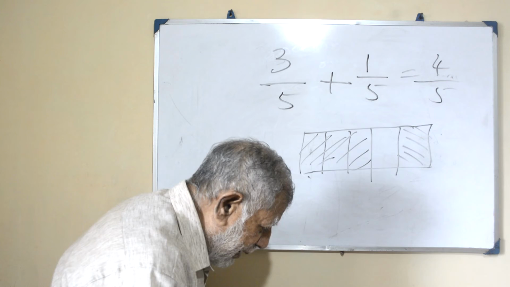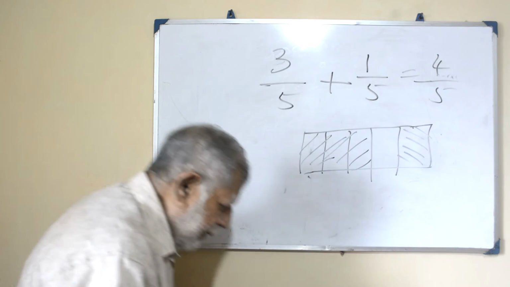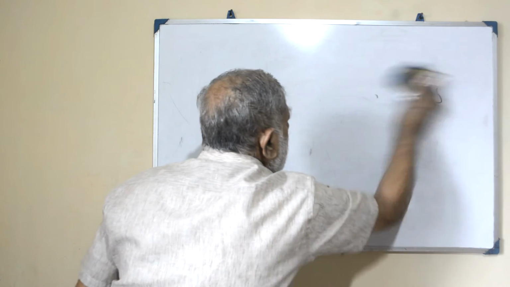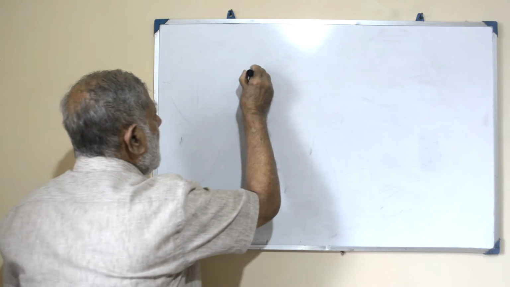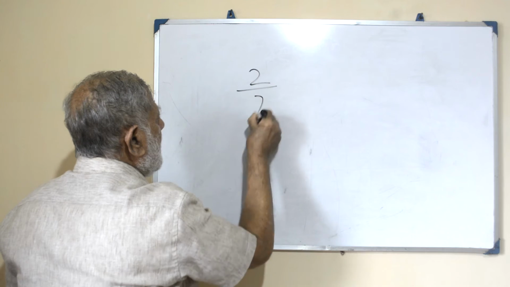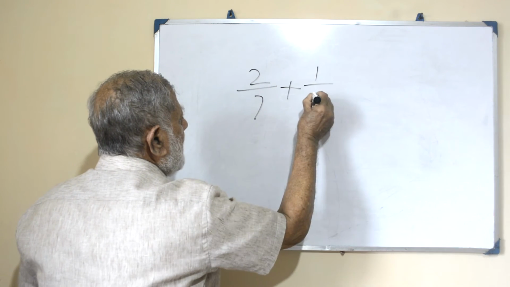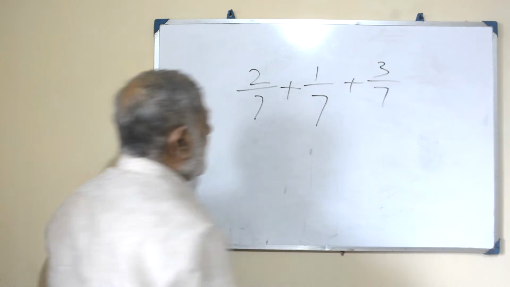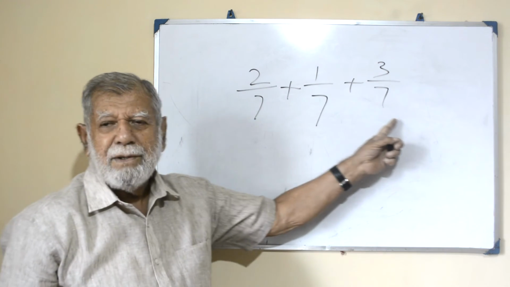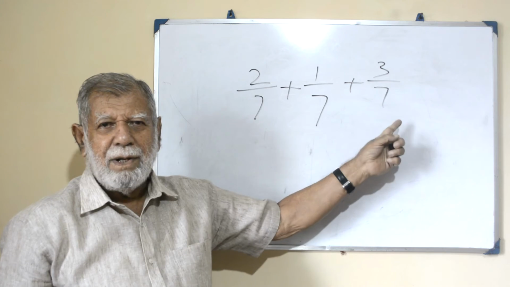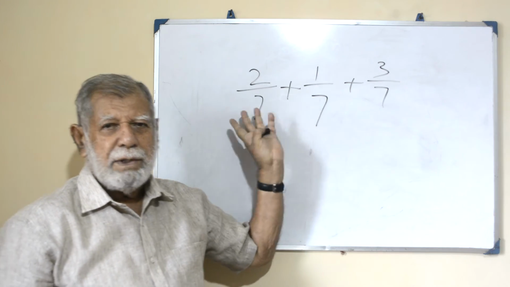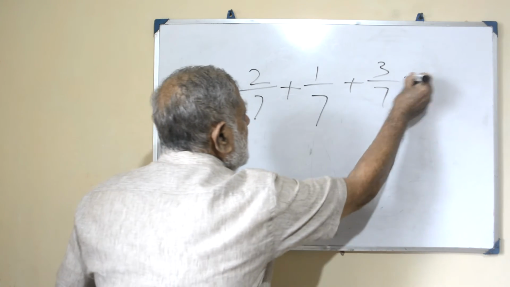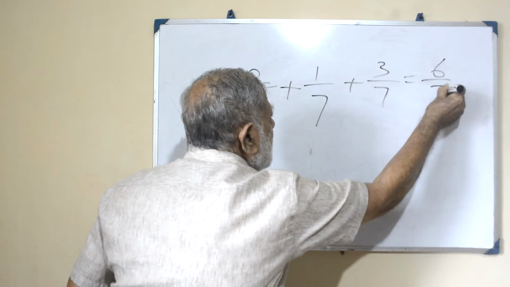So we will take another example. 2 upon 7 plus 1 upon 7 plus 3 upon 7. 3 numbers. But all the denominators are 7. The denominators are equal, so we just add the numbers, that is 2 and 1, 3, 3 and 3, 6. So the answer is 6 upon 7.